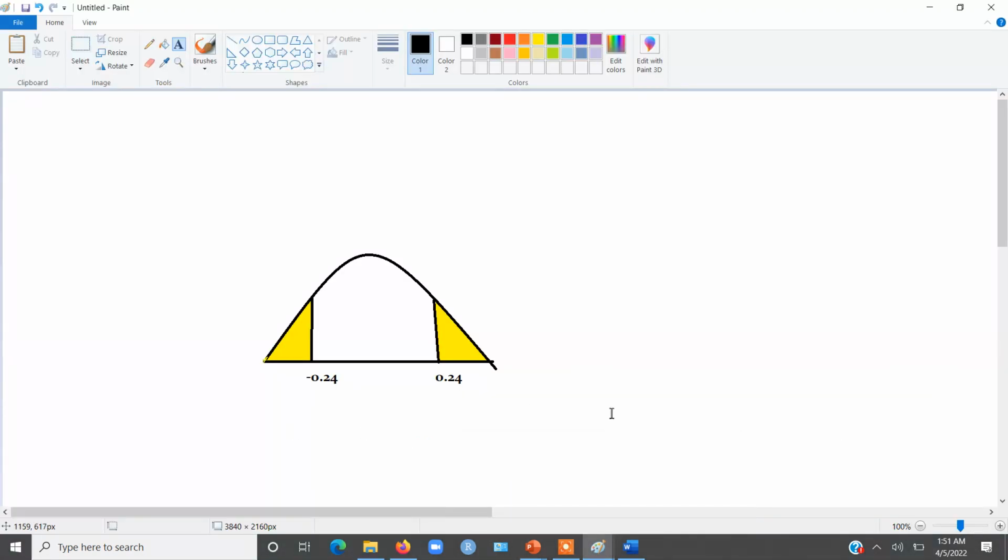We know that the normal distribution is a symmetric distribution. So, for example, the probability or area behind minus 0.24 is equal to the area towards the right of plus 0.24. I have shaded these two areas in yellow. So these two areas are equal. This is what you need to understand first.